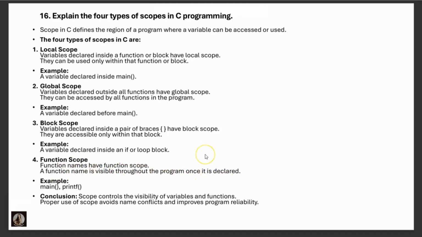Once the function name is declared, it is visible throughout the program. For example, main and printf. The conclusion is scope controls the visibility of the variables and the functions, and proper use of scope avoids name conflicts and it improves the program reliability as well. This is all about the 4 types of scopes in C programming.